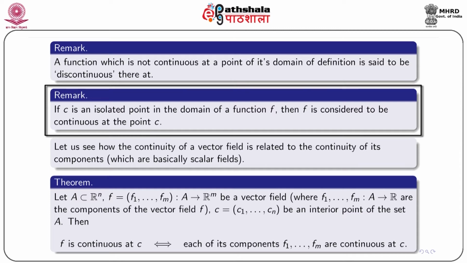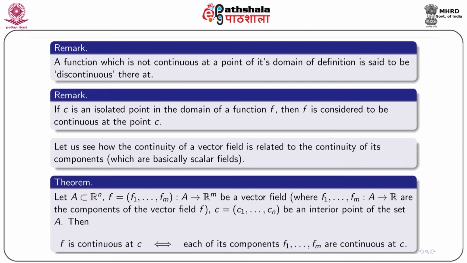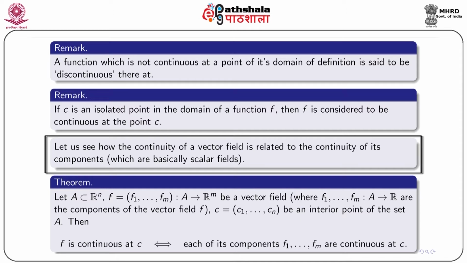Next remark. We suppose that f is a vector field and C is an isolated point in the domain of the function f. Then f is considered to be continuous at that point C. Now, we show how the continuity of a vector field is related to the continuity of its components. We again recall that components of a vector field are scalar fields defined on the same domain.